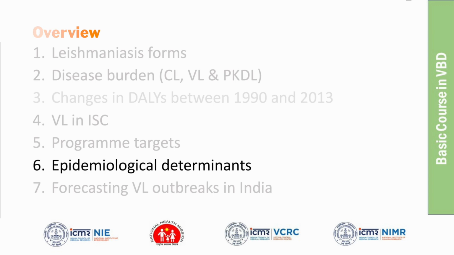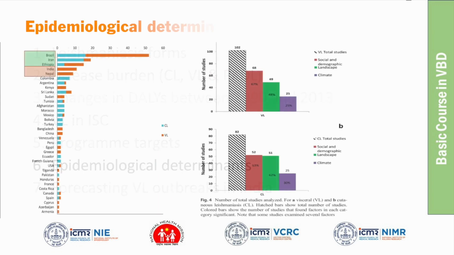Next, I'm moving on to the epidemiological determinants. I have taken these results from a systematic review of different studies and meta-analysis. You can see the number of studies by different countries here. Brazil, Iran, and Ethiopia contribute the maximum number of studies compared to India and Nepal. Most of the CL studies are from Brazil, Iran, and Ethiopia, and most of the VL studies are from India, Nepal, and also Brazil.